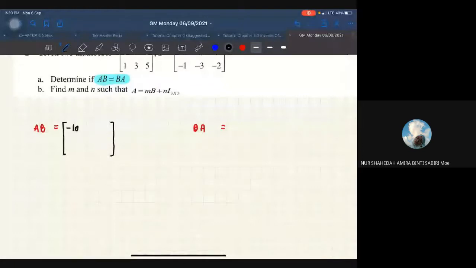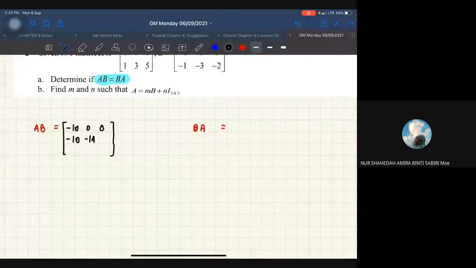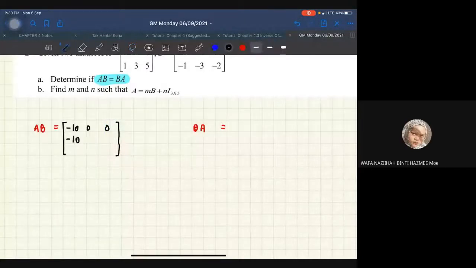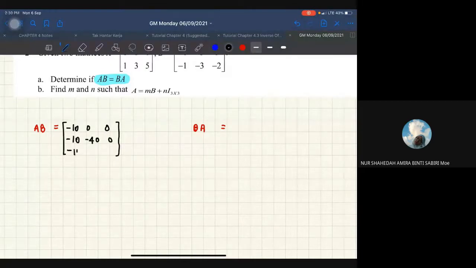Negative 10, 10. Okay, to the right. Yes, okay, lagi. 0, 0. 0, 0, negative 10, negative 40, 40. And then 0, 40. Okay, so negative 0, 40 lagi. And then 0, negative 10. This one is negative 10. Negative 30, and negative 30. 10. Negative 10. Alright, thank you.